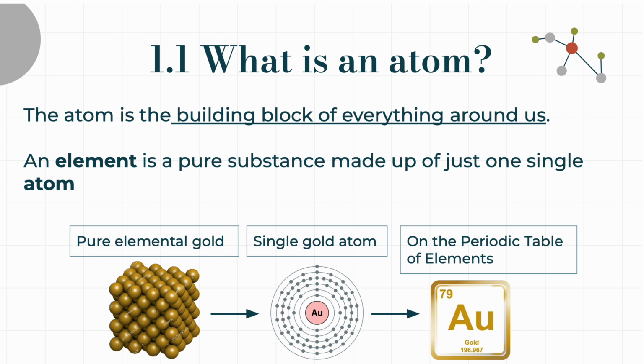For example, pure elemental gold. Pure gold is so expensive because it is not made up of any other atoms like silver, because usually in jewelry they use other atoms like silver or copper to put it into gold. But that's why pure elemental gold is made up of just gold atoms, which is why it's so expensive. So pure elemental gold is one single atom of gold, and on the periodic table of elements there is one gold atom.